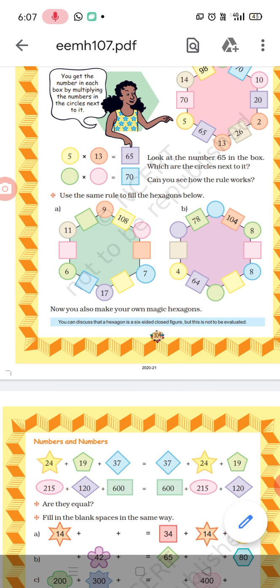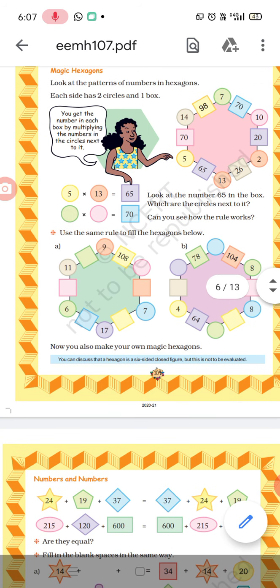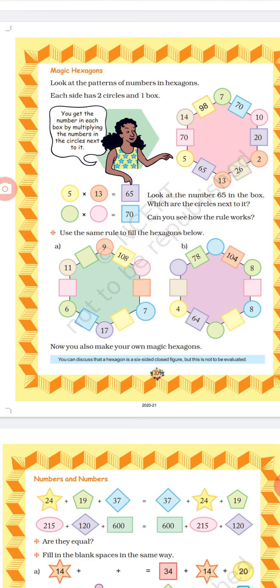If we multiply 14 by 5, then the answer we will get is 70. Same as if we are multiplying 14 by 7, then we will get 98. If we multiply 7 by 10, then we get 70. But one thing you have to keep in mind, that we have to multiply the numbers given in the circles, so that the answer which you will get, we are going to write in our boxes. Okay, so it is going to work like that.